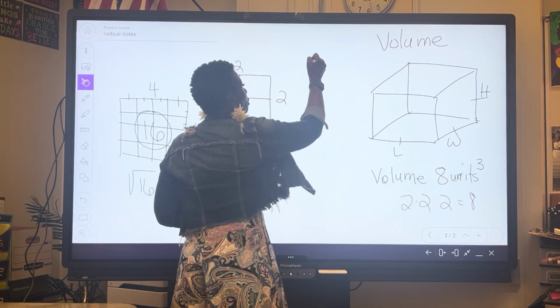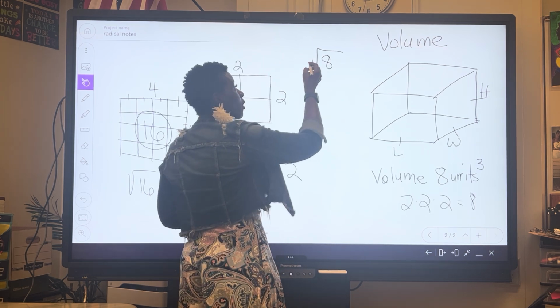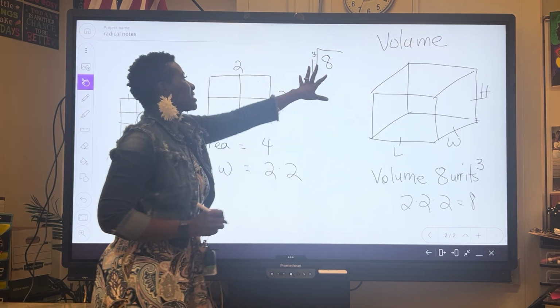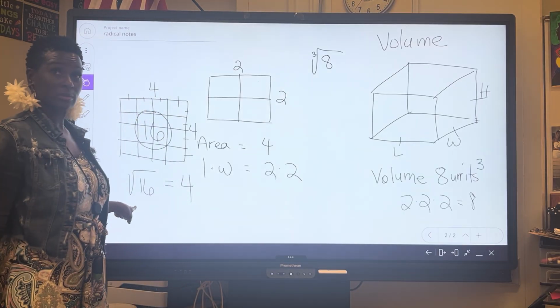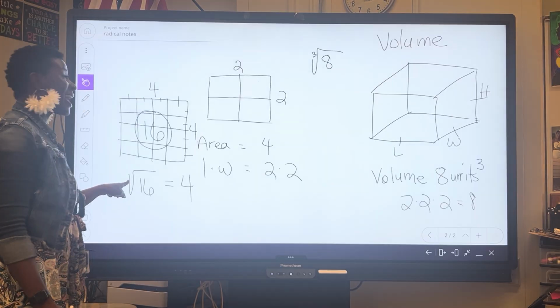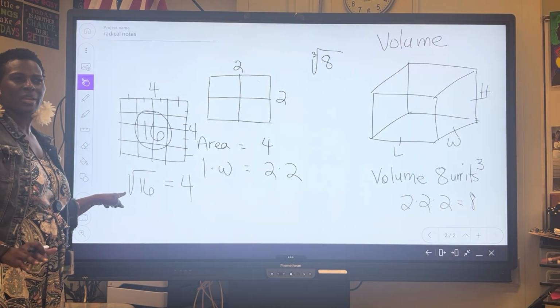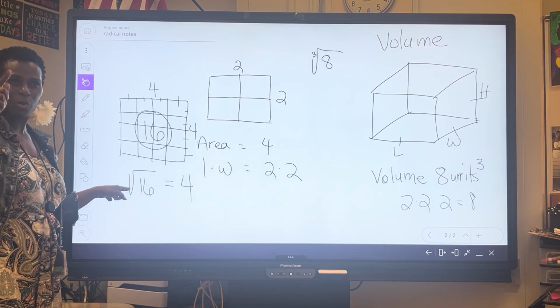If I asked you, what is the cube root? Now watch the difference between what I'm showing you and what we did before. How is this different from what I did before? This has a 3 here. Now, if we had to put a number here for the square root, what would the number be? A 2. But we usually don't put the number 2.